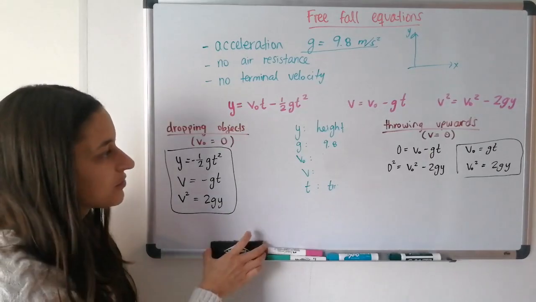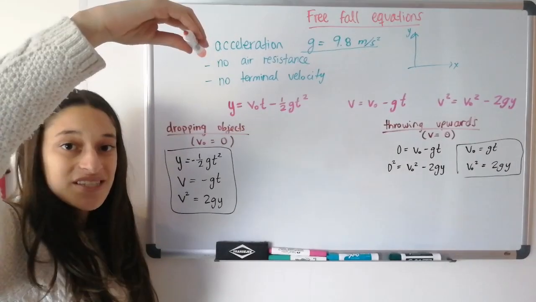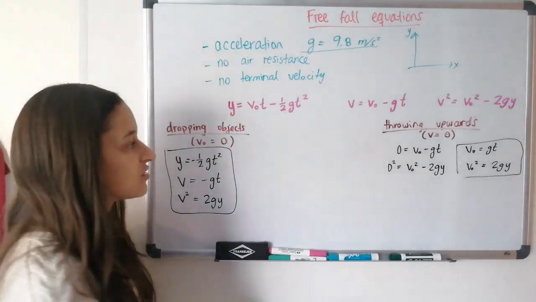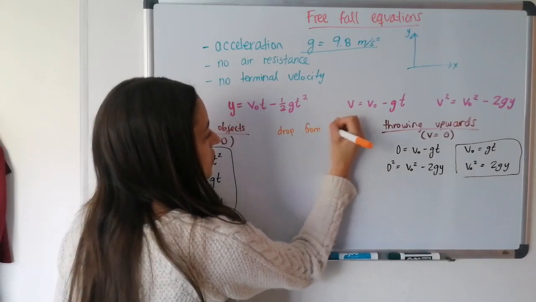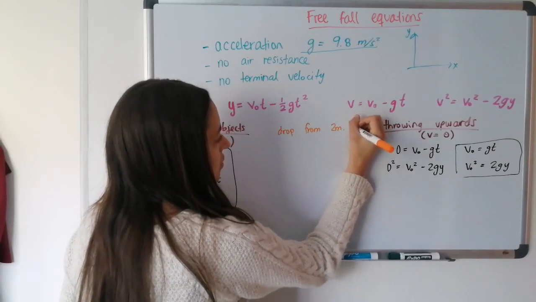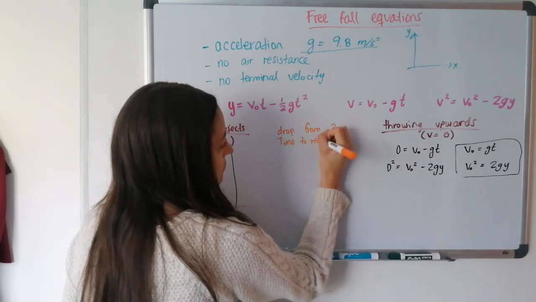So let's do an example. I drop an object from a height of 2 meters. What time does it take to reach the ground? So drop from 2 meters, time to reach the ground.